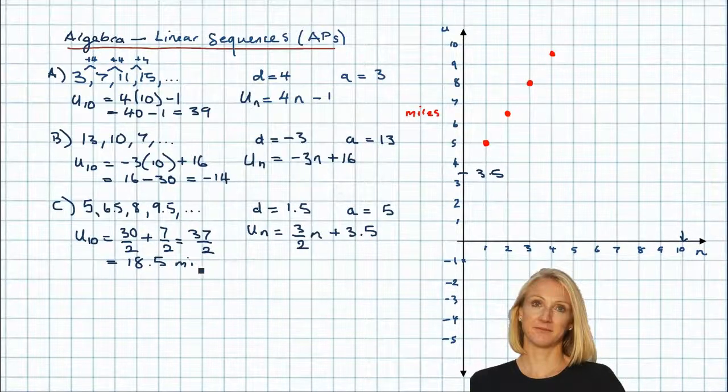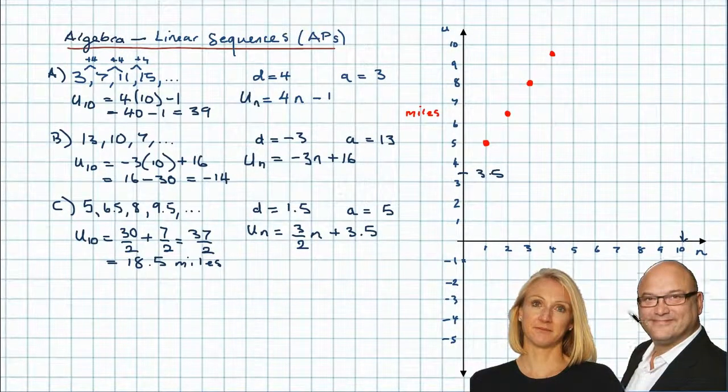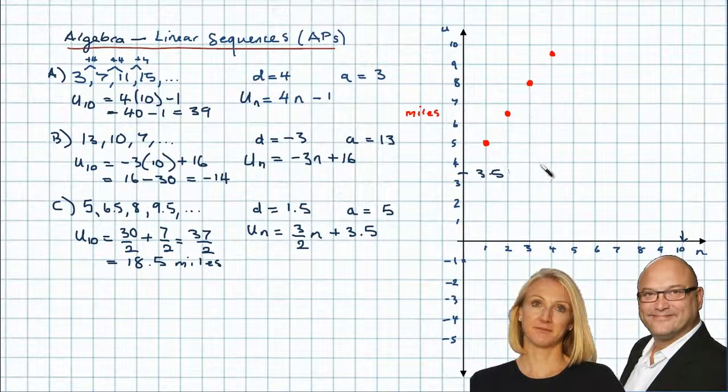So, by the 10th week, Paula has got up to 18.5 miles, so she's still got a way to go in her training. Okay, let's try another problem. And this time, let's bring our problem up first of all. So here we've got Greg, and Greg is going to lose weight. Now let's just write this out so that we can see what we're doing.